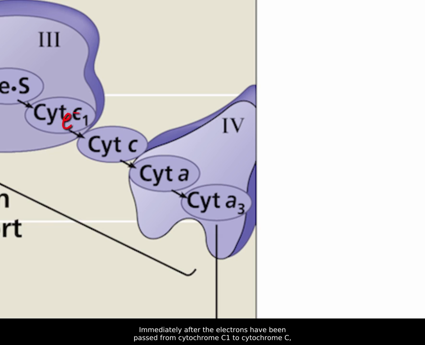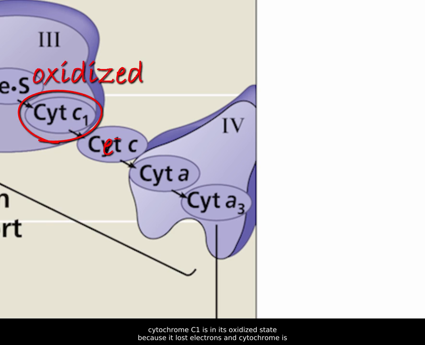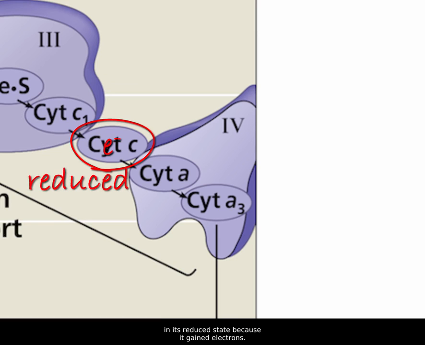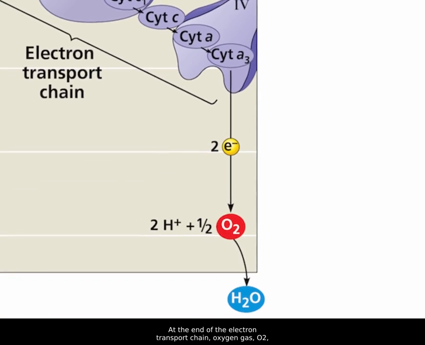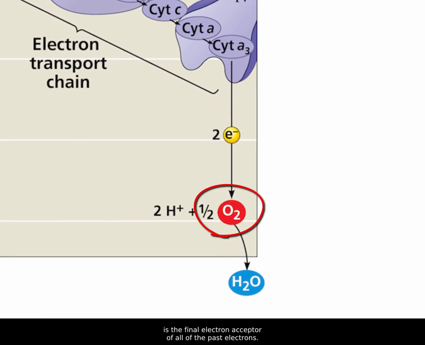Immediately after the electrons have been passed from cytochrome C1 to cytochrome C, cytochrome C1 is in its oxidized state because it lost electrons, and cytochrome C is in its reduced state because it gained electrons. Cytochrome C then passes its electrons onto cytochrome A, which passes them on to cytochrome A3. At the end of the electron transport chain, oxygen gas, O2, is the final electron acceptor of all of the past electrons.